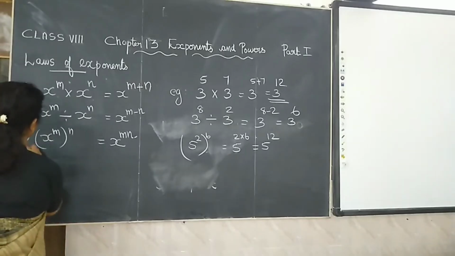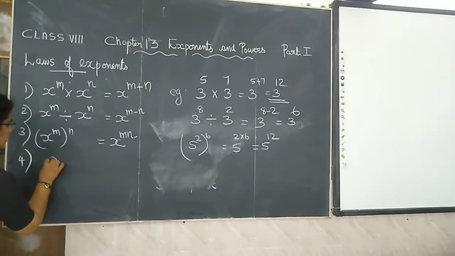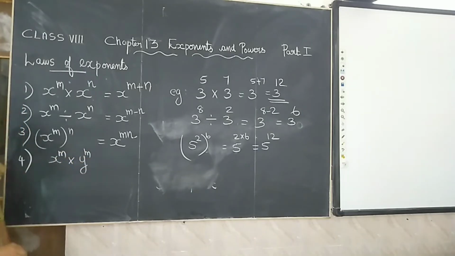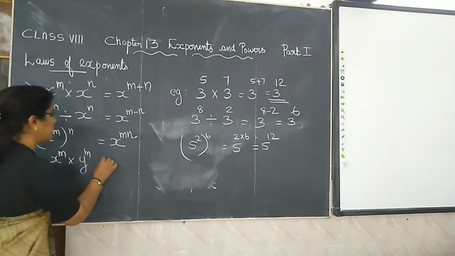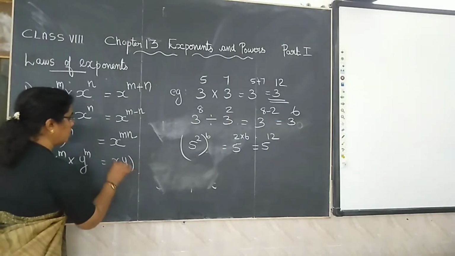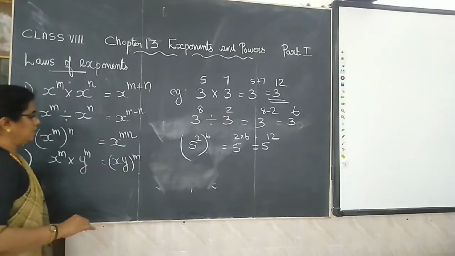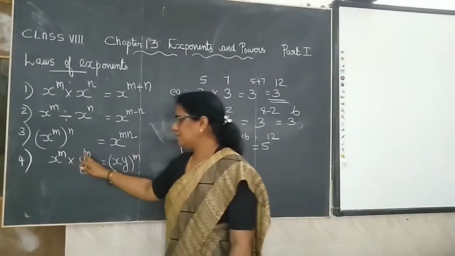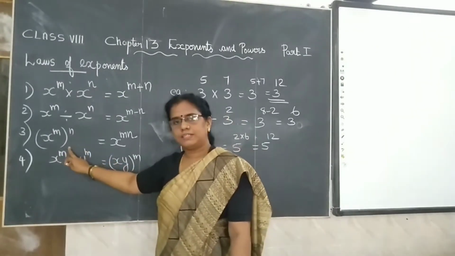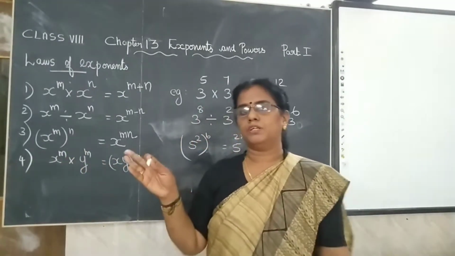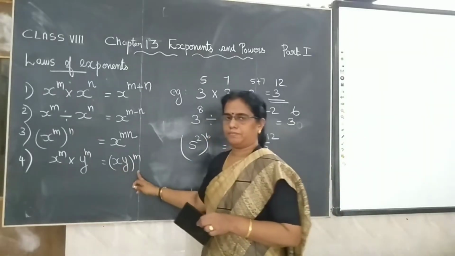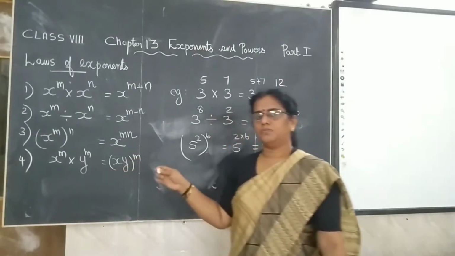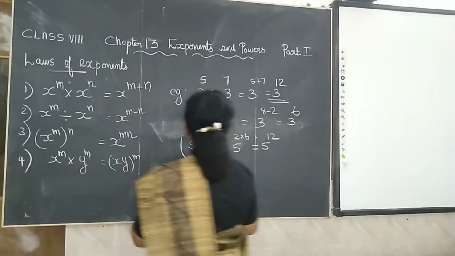Now the next one: x raised to m multiplied by y raised to m is equal to xy whole raised to m. That is, if the power is same, here in both cases the power is m, so we can write it as a common power. That is xy whole raised to m. xy means x into y. So I will write one example.